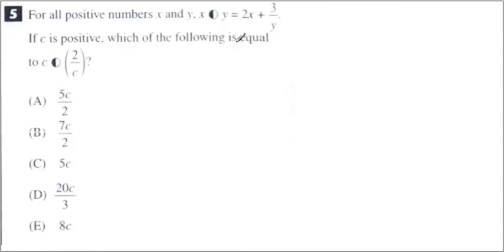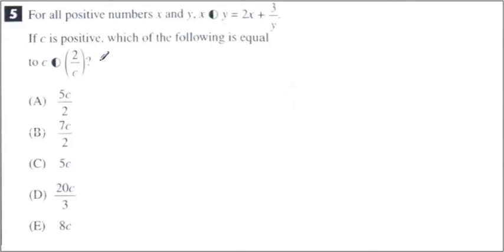Here, this is a new symbol question. X half moon y is equal to this expression here, where c is positive. Which of the following is equal to this one? So let's try to simplify this one and see what happens. According to this definition, the first one has to be doubled and the second one has to be 3 over that value.